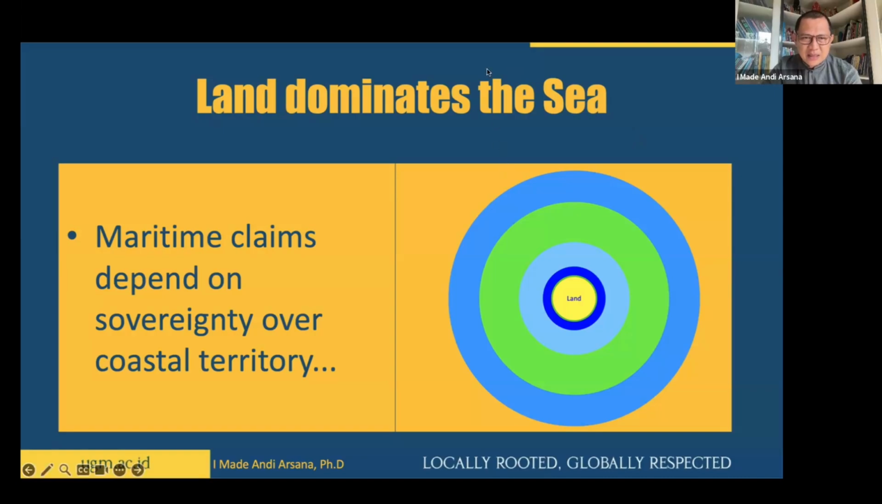What does it mean? That the maritime claims depend on sovereignty over coastal territory. So basically, in simple language, we have ocean or maritime areas because we have land. So if you don't have land, you have no entitlement over ocean. That's the basic principle. So land dominates the sea.